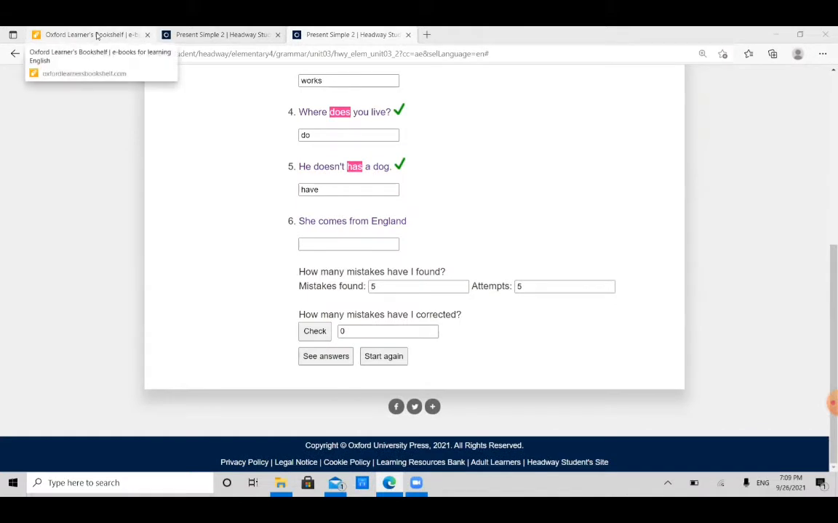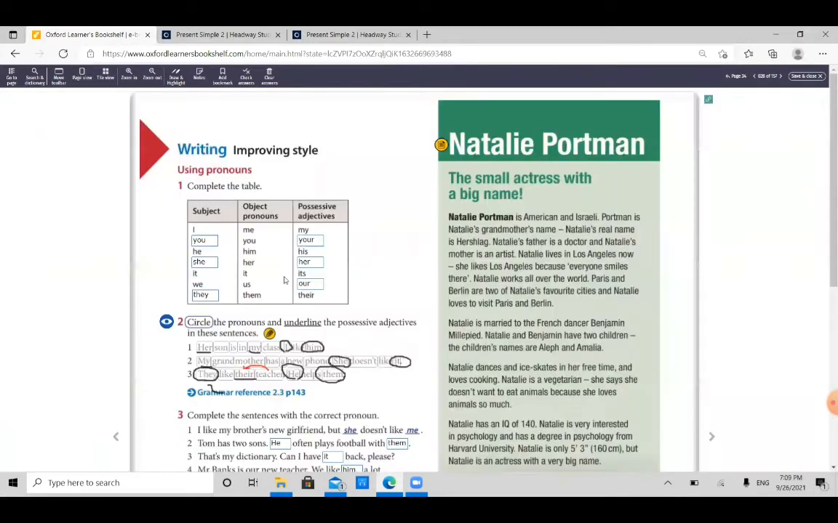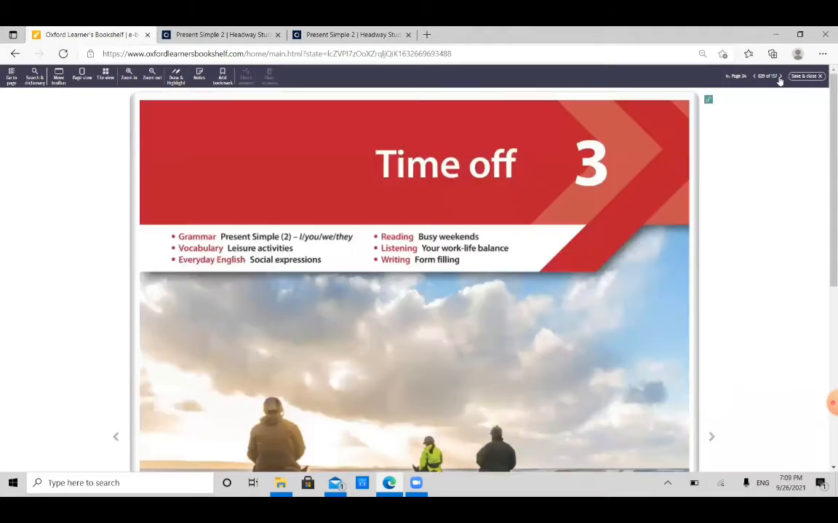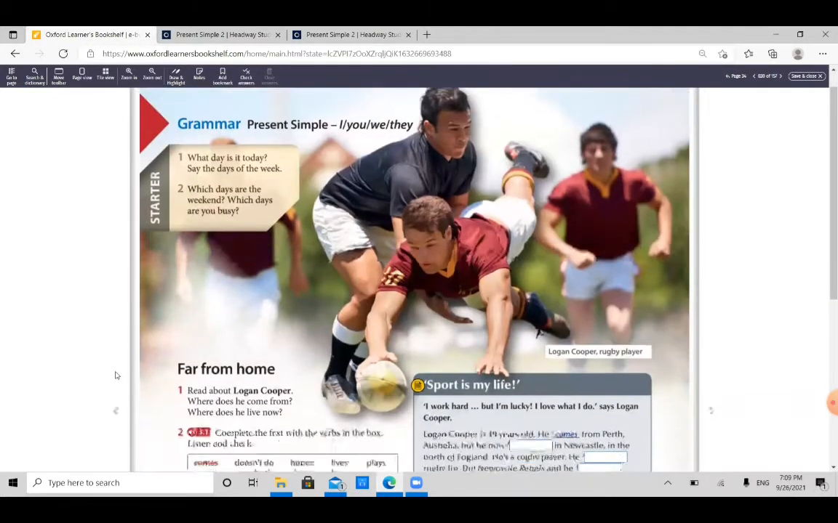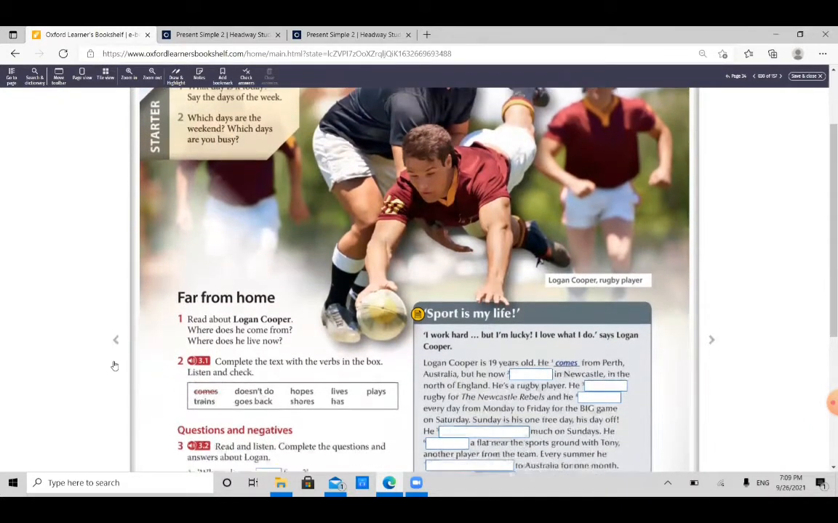Okay, so I guess now most of you have joined. Let's move to the book, please. Today, as we said, we will start with Unit 3. Okay, move to page 34.